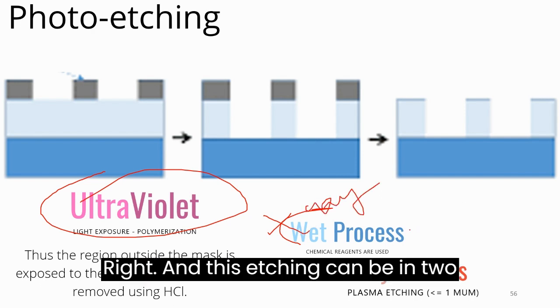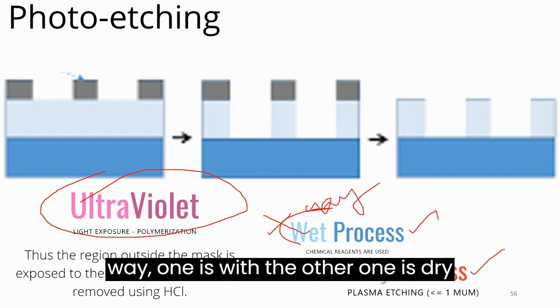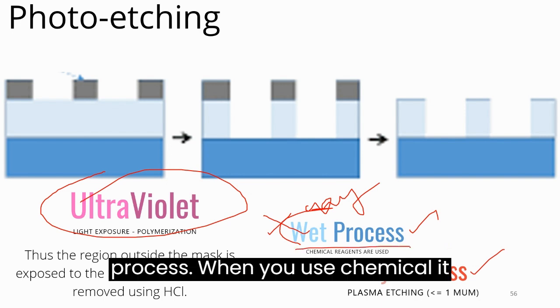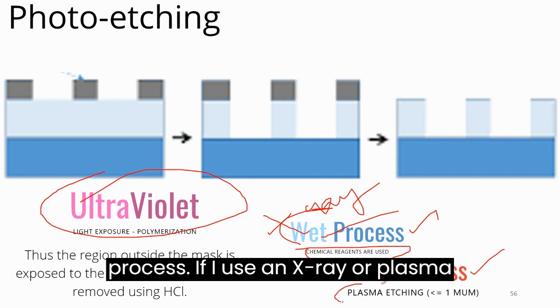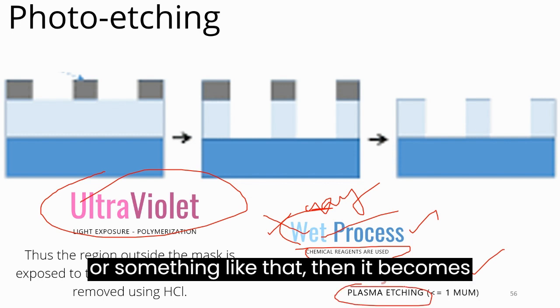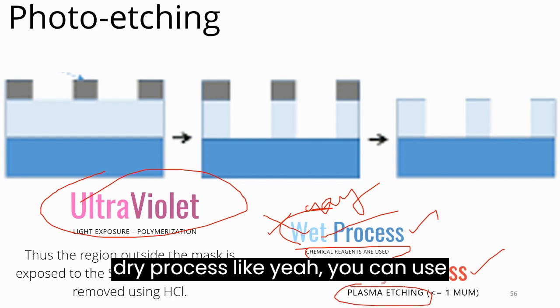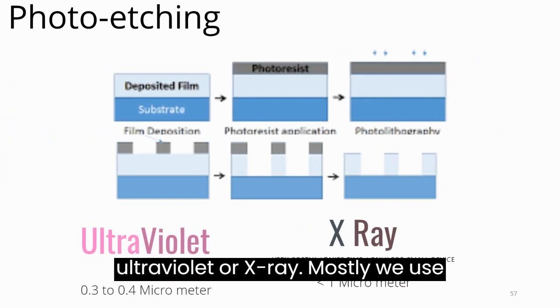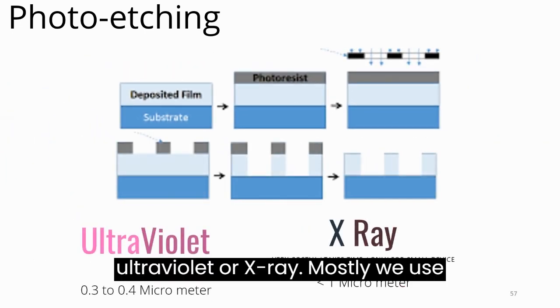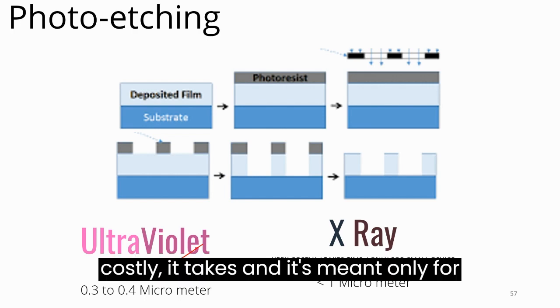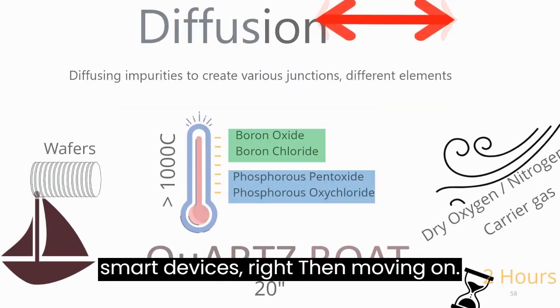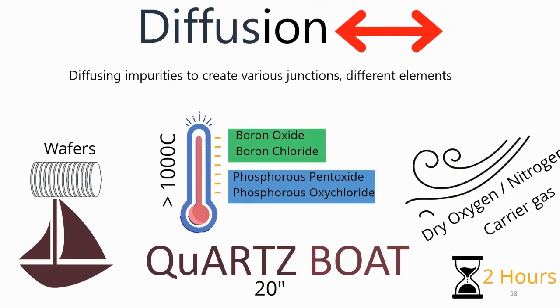And this etching can be done in two ways. One is the wet process, the other is the dry process. When you use chemicals, it becomes wet, so we call it the wet process. If I use X-ray or plasma or something like that, then it becomes the dry process, right? We can use ultraviolet or X-ray. Mostly we use ultraviolet. The reason is that X-ray is costly, and it's meant only for small devices, right?